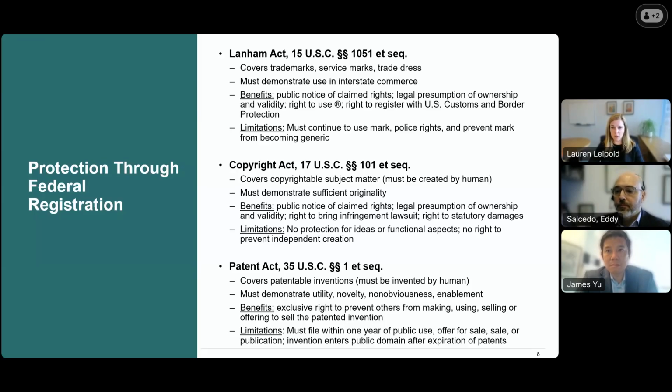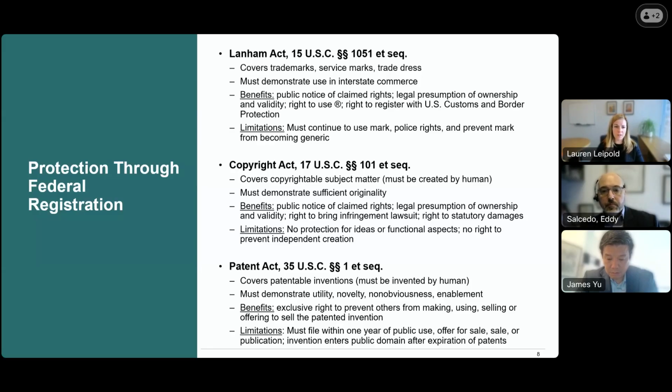You're getting this legal presumption in court of the validity of your trademark and the fact that you own the trademark and those exclusive rights. And you get the right to use the Circle R. I get a lot of questions about what's the difference between the TM and the Circle R. Well, the TM is used for your common law trademarks, which you claim trademark rights in, but you don't have a registration. You only get to use that Circle R, which consumers recognize, when you've got a trademark registration.